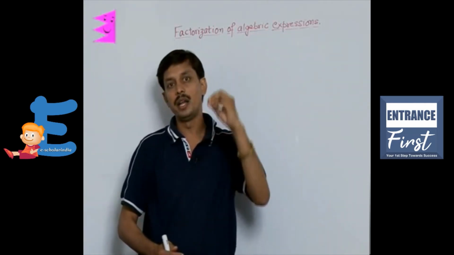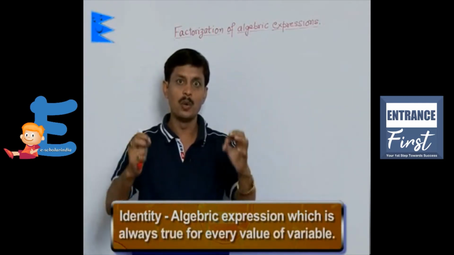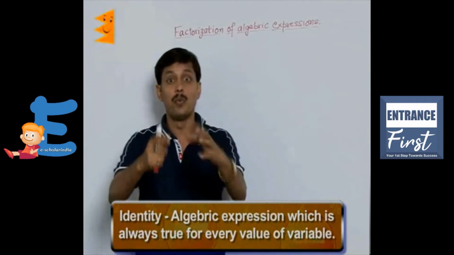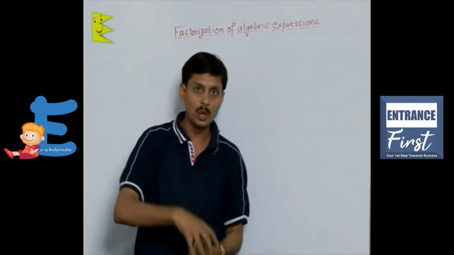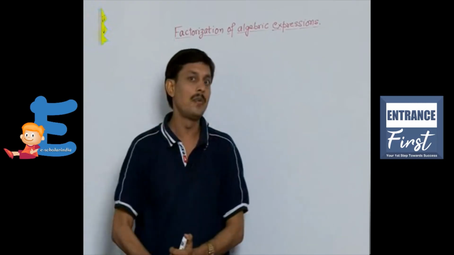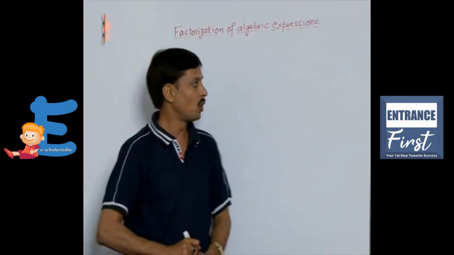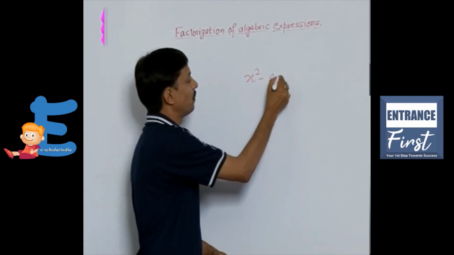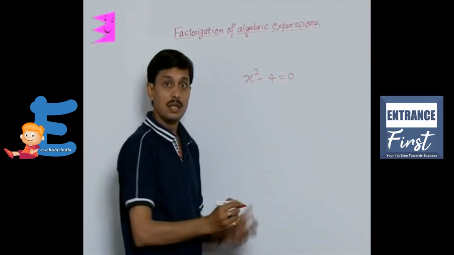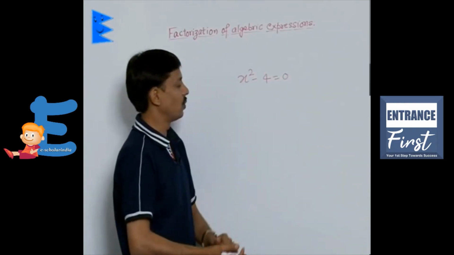Actually, identity is that algebraic expression which is always true for every value of the variable, and an equation is that which is true, correct, verified only on a certain number of values. Suppose I write here x square minus 4 is equal to 0. This is the equation. Why is this the equation?